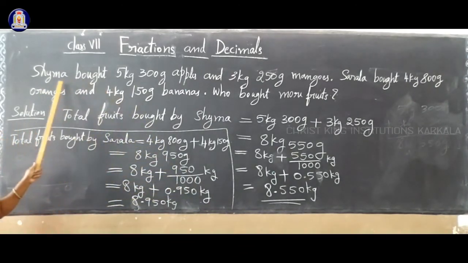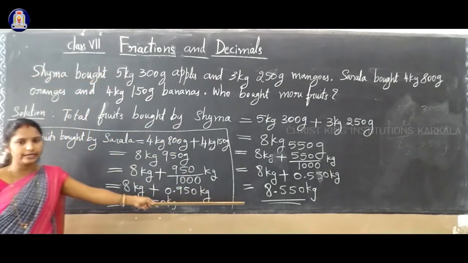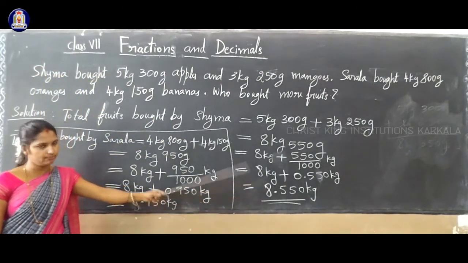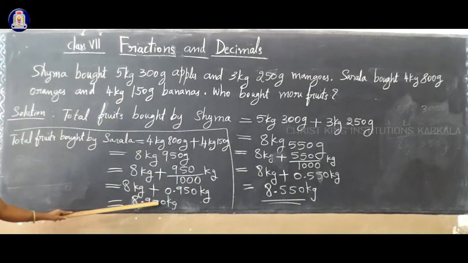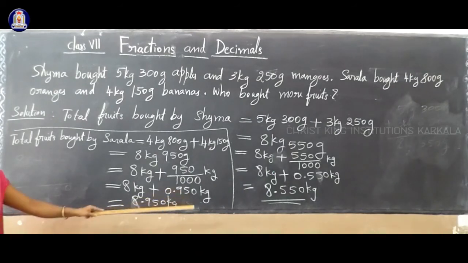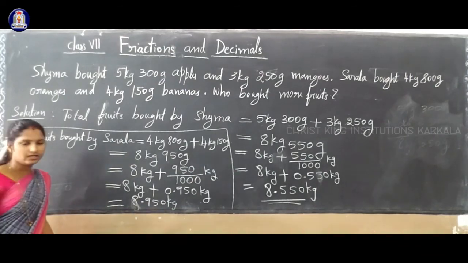So here Shaima bought 8.550 kg. Clear? So now Sarala bought 8.950 kg. So if you compare, we can say that Sarala bought more fruits than Shaima. So this is the answer.